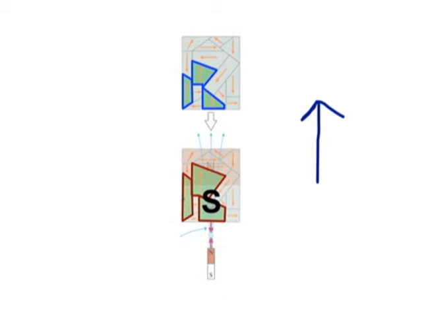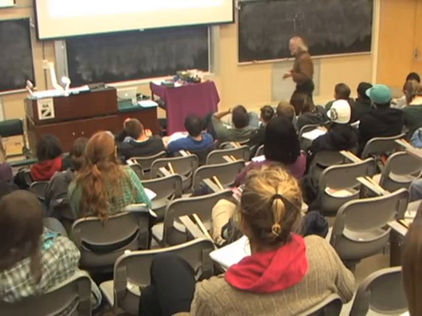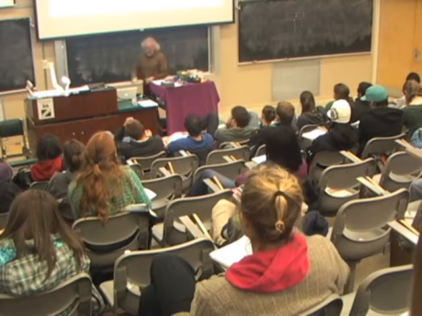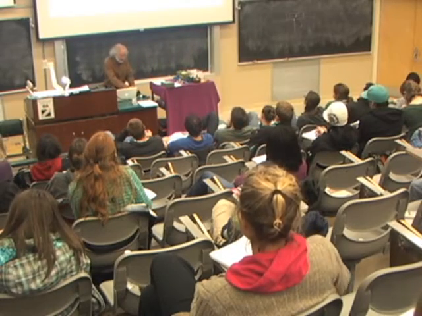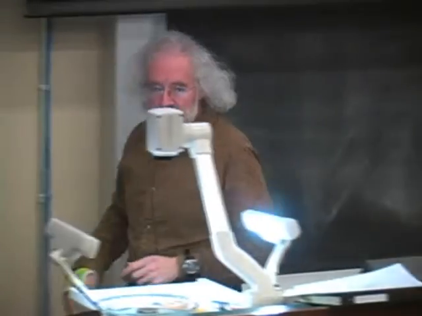Net result, what can you say about the force between those two things? Attractive. It's an attractive force. So if I have a magnetic material and I bring a magnet near it, it's going to become magnetized. And it's going to become magnetized in a way that leads to an attractive force. Okay? I'll show you an example of this.